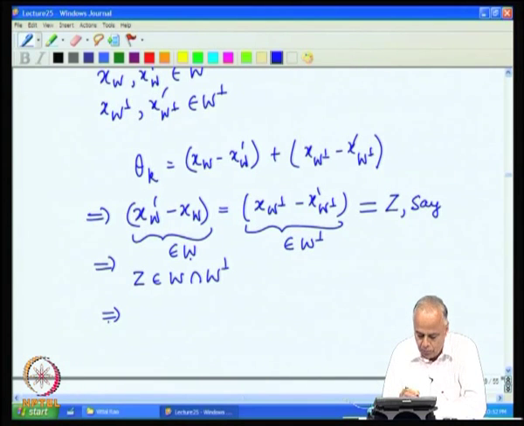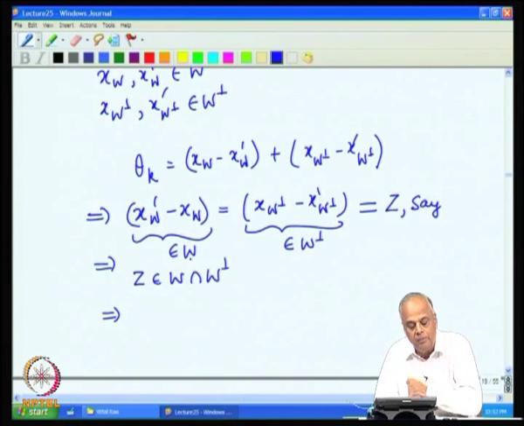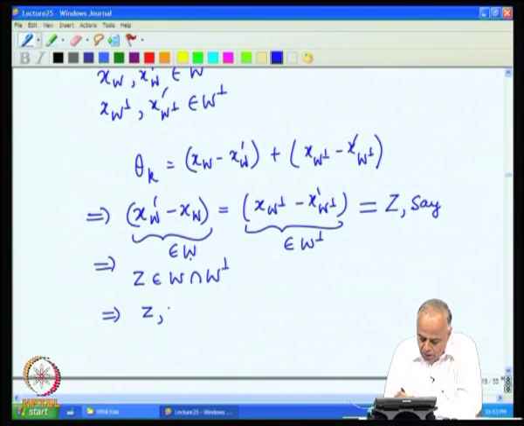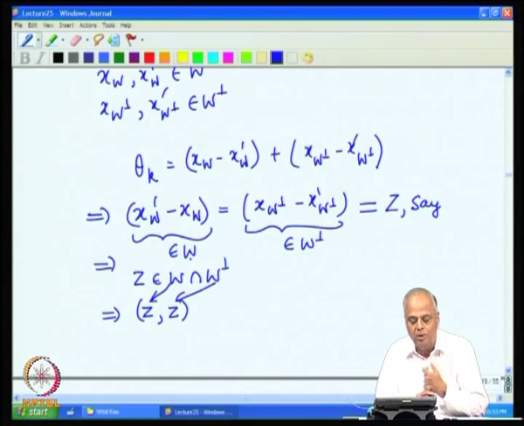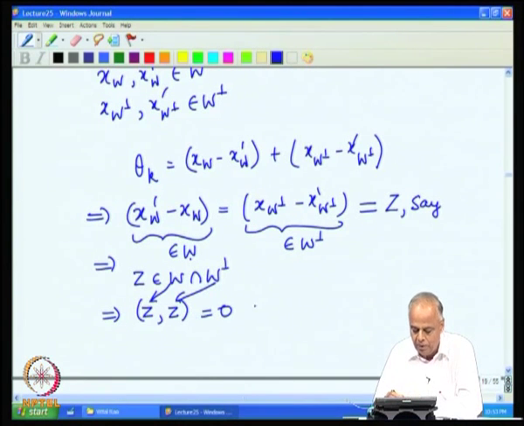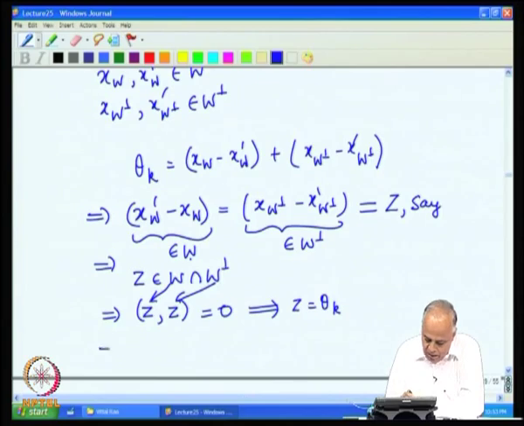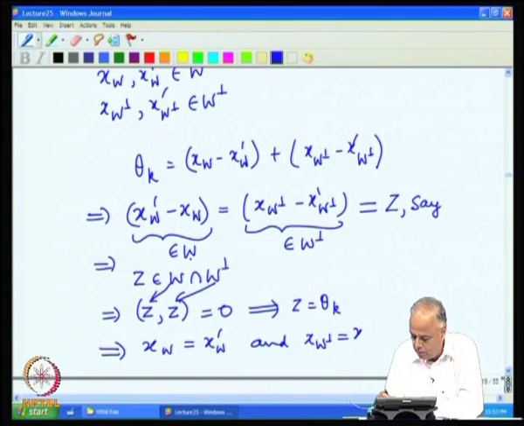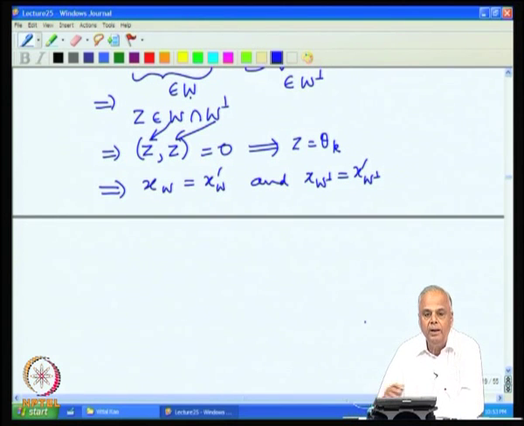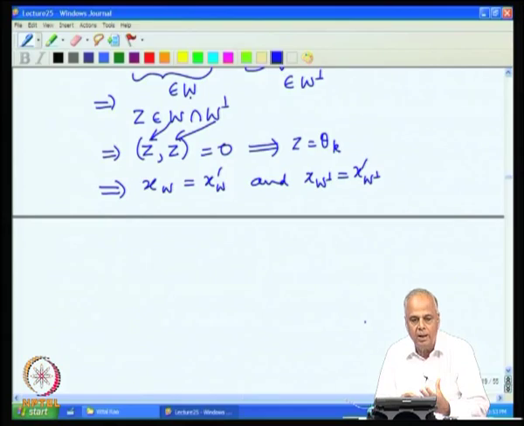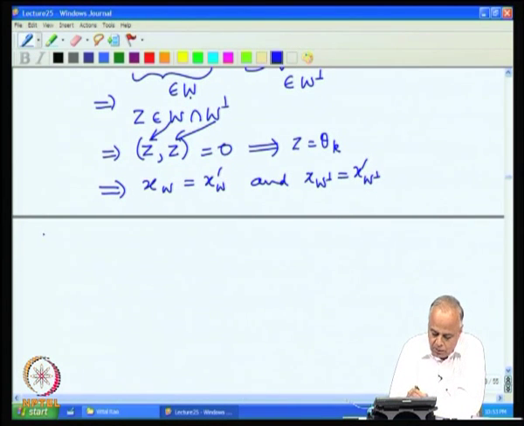Now, whenever you have W and W perp, the intersection can contain only the 0 vector, because if you now look at the inner product of z with z, treat the first z as a vector in W and treat the second z as a vector in W perp. We can do that because z belongs to both W and W perp. Now we have an inner product of a vector in W and a vector in W perp and that must be 0. But the inner product is the length squared, the length is 0 means z is equal to theta k. And that says x_W must be equal to x_W prime and x_W perp must be equal to x_W perp prime. So, not only can we decompose a vector x as the sum of a vector in W and a vector in W perp, but this decomposition is unique.